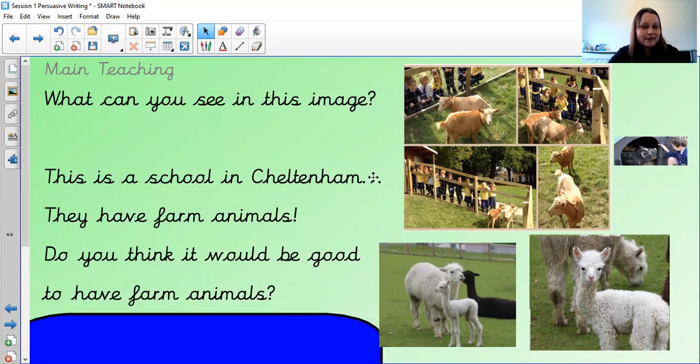Do you think it would be good if our school had farm animals? I hope you're saying yes, because I think it would be fantastic if we were able to have farm animals. So this school here in Cheltenham, they have their own farm. So they have animals that the children are able to go and see when they want to. So the children can learn about the animals, and they also grow their own crops as well. So rather than having to go and visit a farm, they've got one on their school grounds. And I just think that's fantastic.